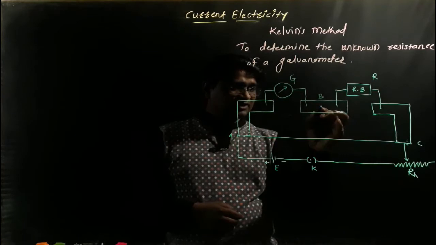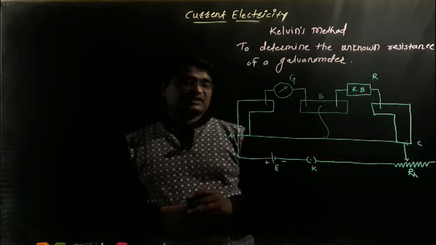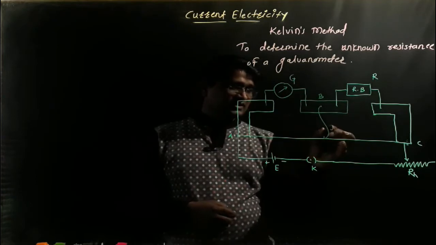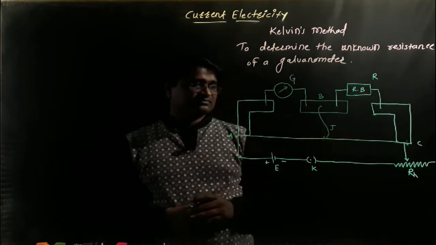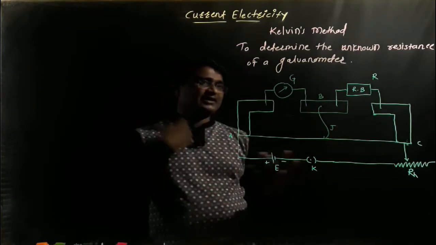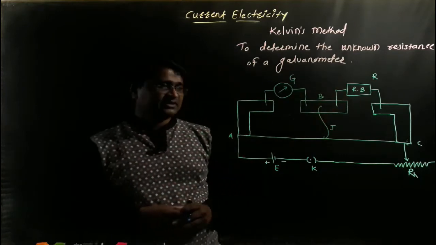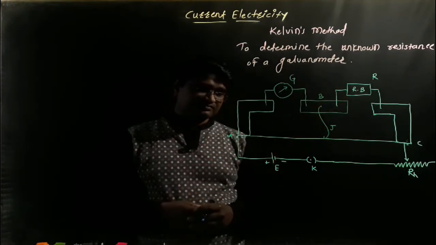So at the point B, we have connected the jockey. The jockey is a sliding key without friction. This sliding key will be connected here, that is the jockey, denoted by J. So this is the circuit arrangement for determining the unknown resistance of a galvanometer using a meter bridge.